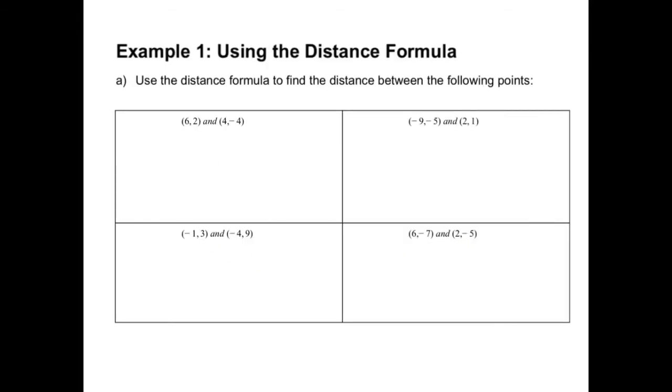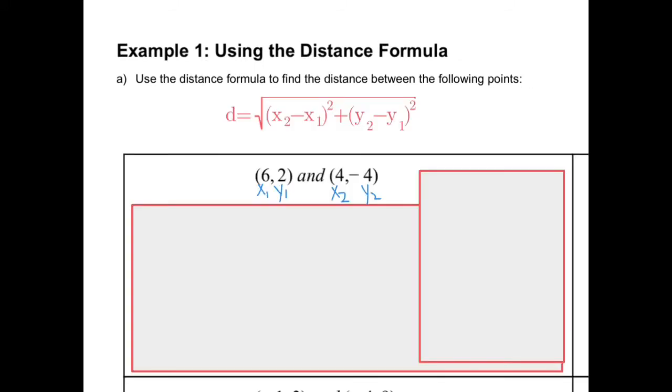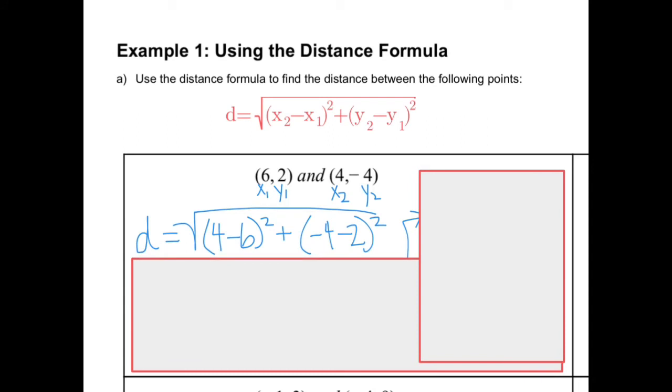So let's go ahead and start using the distance formula to find the distance between the following points. We get started first by remembering what the distance formula is, and we realize that we need x1s and y1s and x2s and y2s, and those come from the points. So this is the first point, 6, 2, x1, y1, 4, negative 4 is x2, y2, and then we start by just plugging it into the distance formula.